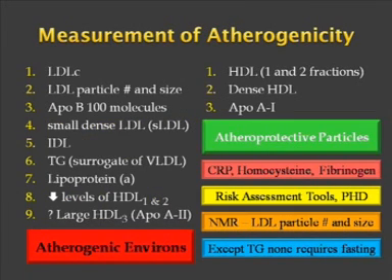Let us enumerate the atherogenic and atheroprotective particles. The topmost important particle is the LDL. Next comes the LDL particle number and the size. The greater the number of LDL particles and the smaller the size of the LDL particle, the more is the atherogenicity. Then the ApoB 100 molecules. How many ApoB molecules are present per unit of plasma? The greater the number of ApoB 100, the greater is the atherogenicity.